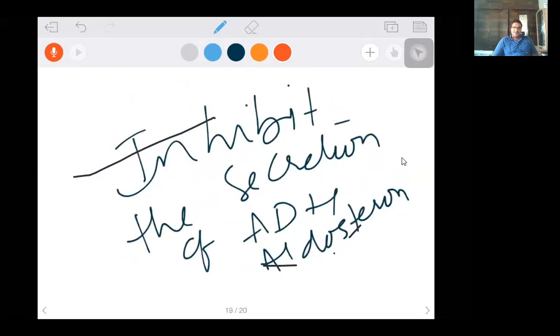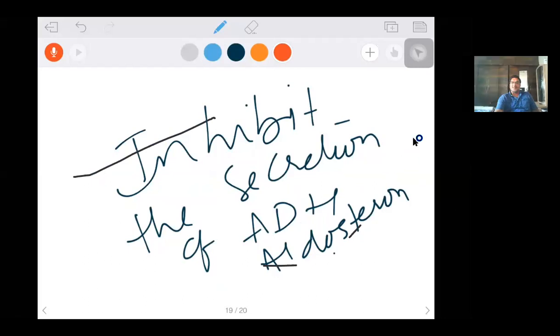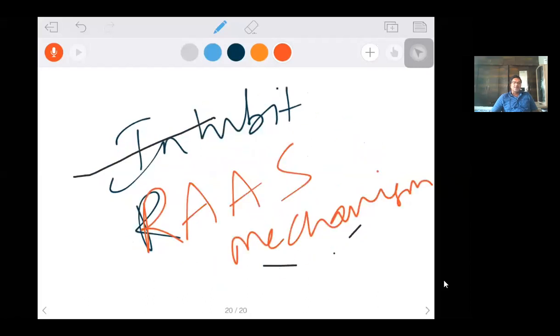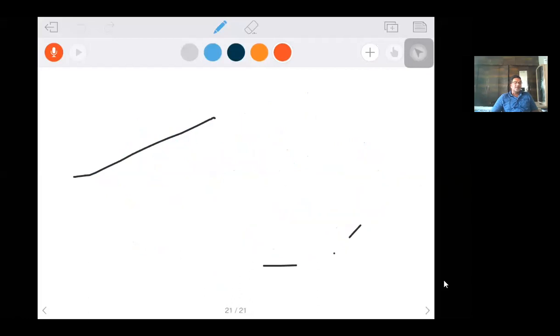The blood pressure will be reduced, and it also inhibits the secretion of ADH and aldosterone, so the ADH or aldosterone mechanism does not happen. What do you call this? Simply we say it inhibits the RAAS mechanism. Okay, so this is the renin angiotensin aldosterone mechanism we say.